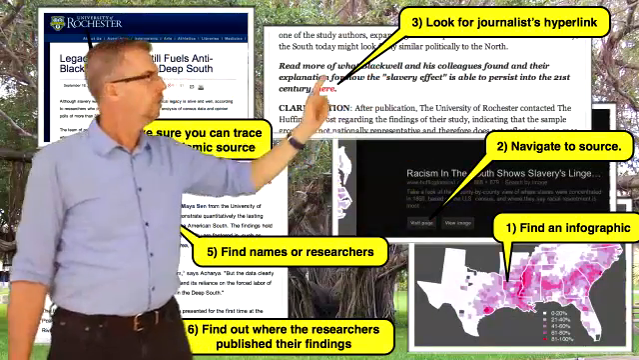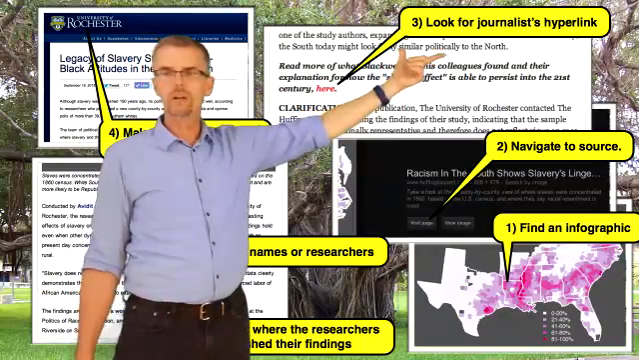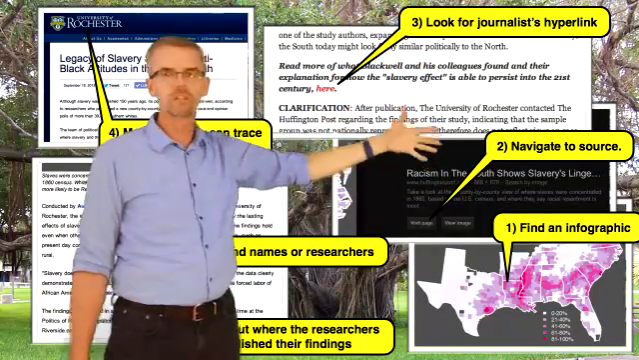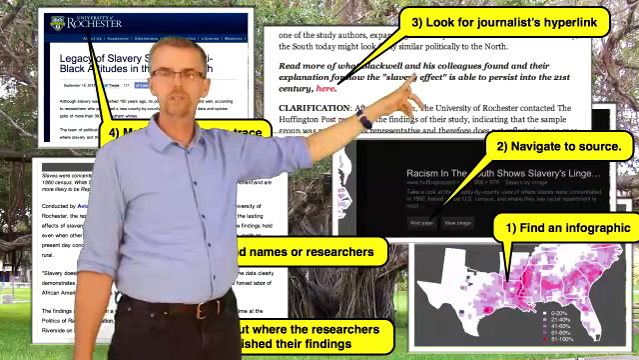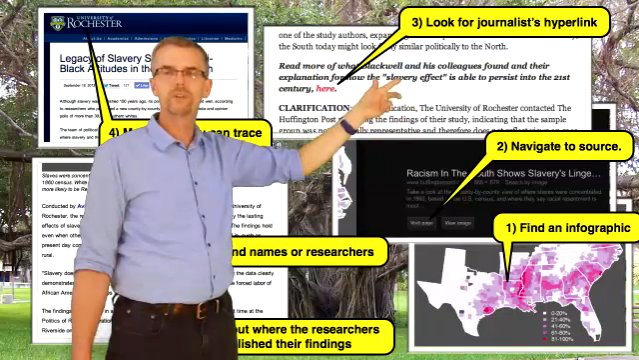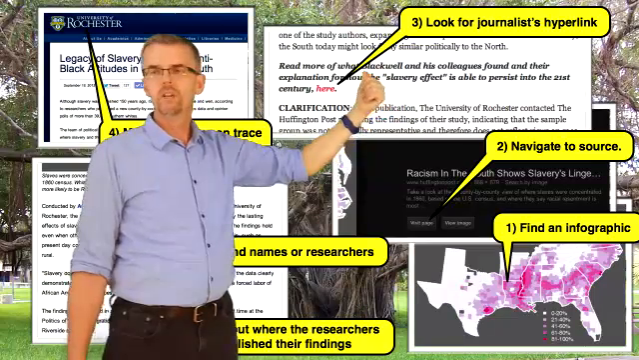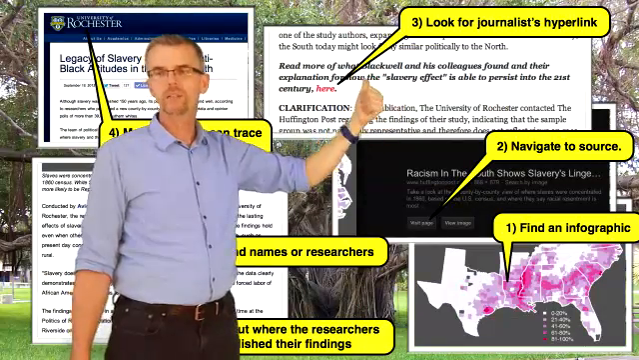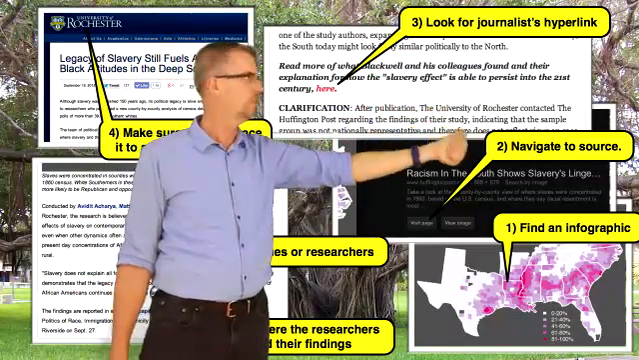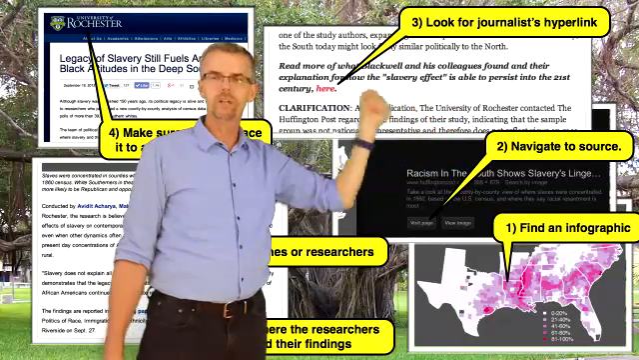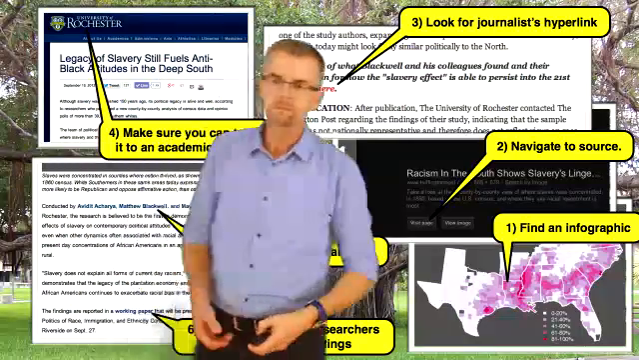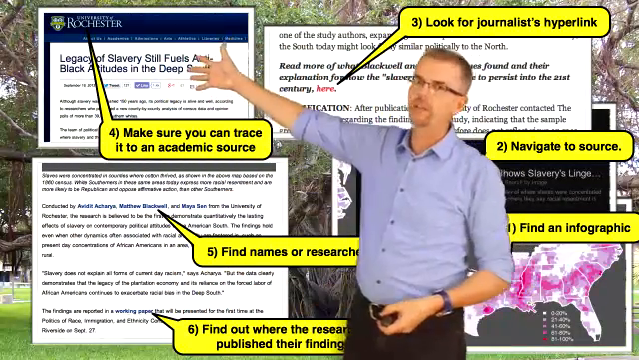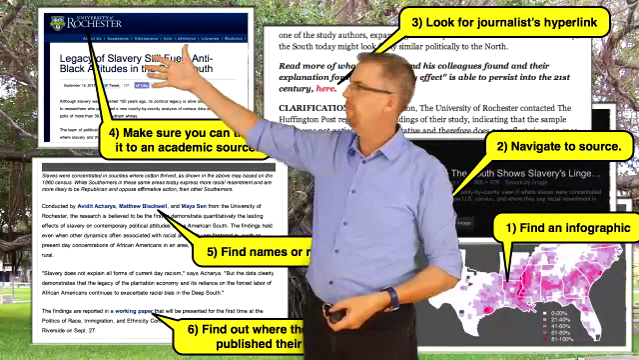Number 3, you look for the journalist's link to where it came from. So as I read through that story, you go, aha, here it is, I see the hyperlink, and it says, read more of what Blackwell and his colleagues found and their explanation for how the slavery effect is able to persist into the 21st century here. And here is in red, so you know there's a hyperlink, so you click on it. What that takes you to is point number 4 up here, and there is the University of Rochester page.